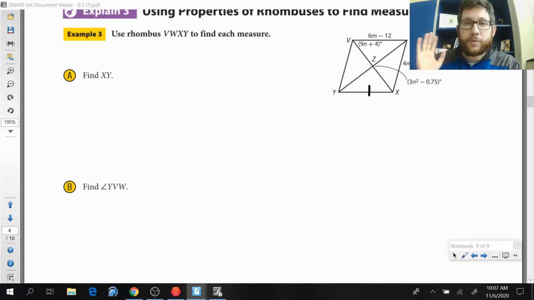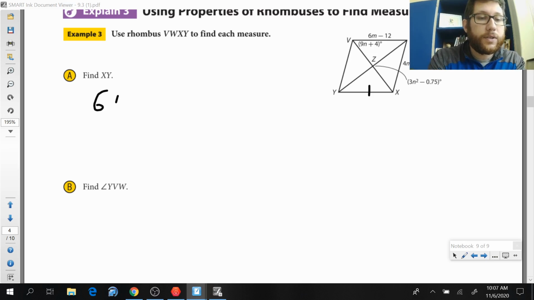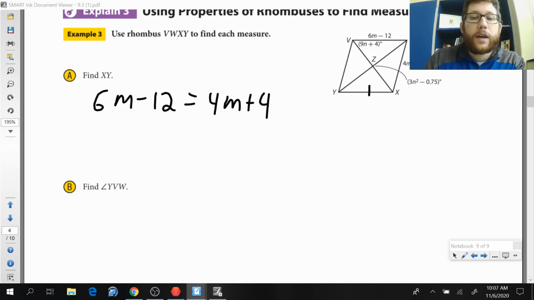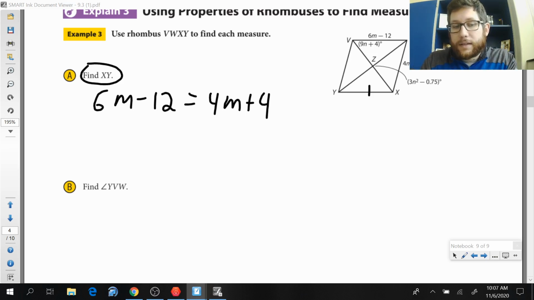I don't just set up algebra the way I want to. I set it up based off of what I know. What do I know here? I know sides are equal, so I'm going to set them equal. I'm going to go 6m minus 12 is equal to 4m plus 4. All right, so I would solve that for m. Notice they're asking for a length, so I'm going to plug that m back into either one, and that will give me the length for XW.